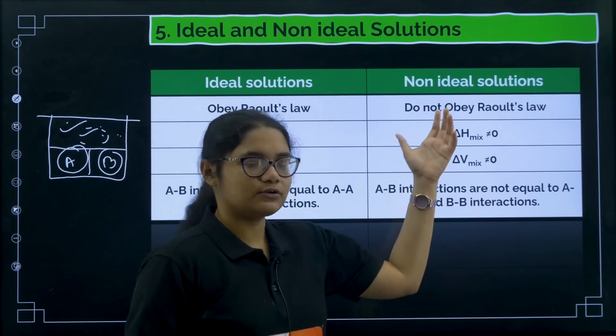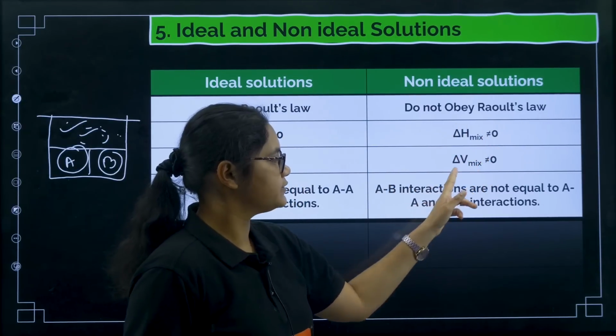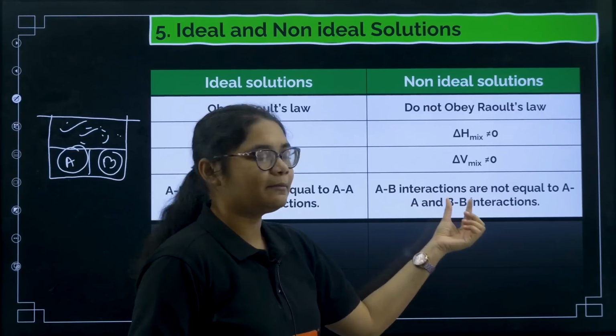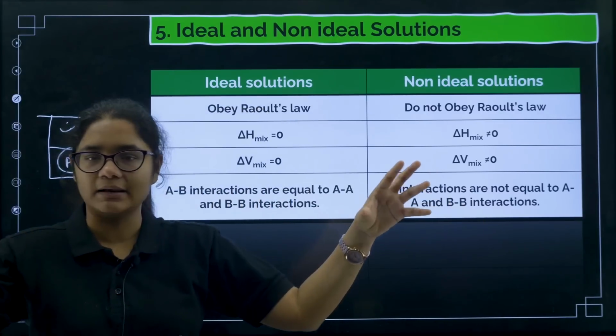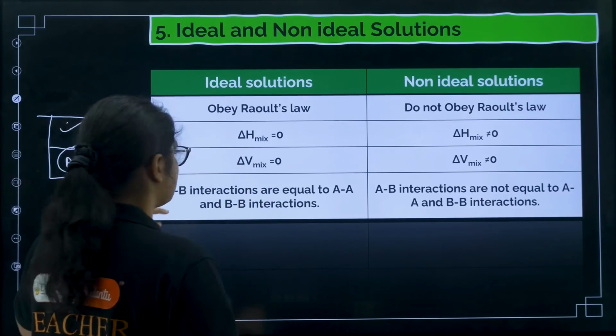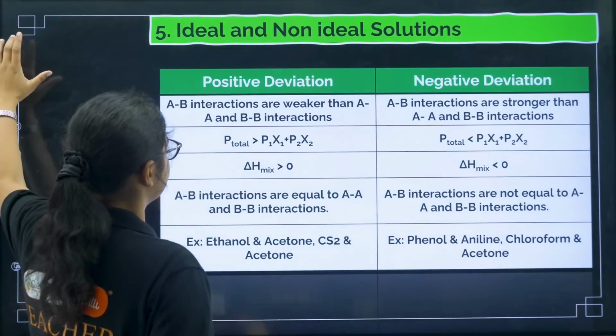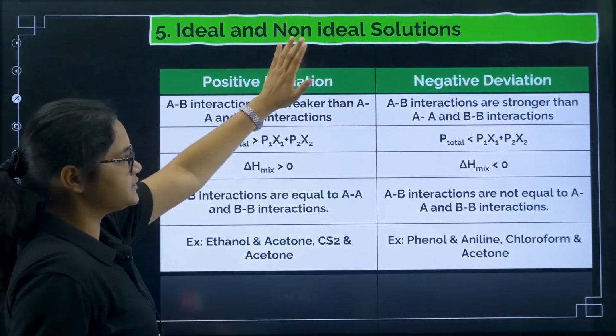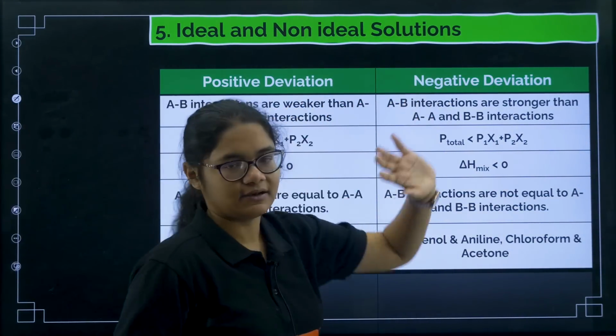A non-ideal solution does not obey Raoult's law. Delta H mix is not equal to 0, delta V mix is not equal to 0, and AB interactions and AA and BB are not equal. Now let us see non-ideal solutions in detail. Non-ideal solutions are of two types, positive deviation and negative deviation.